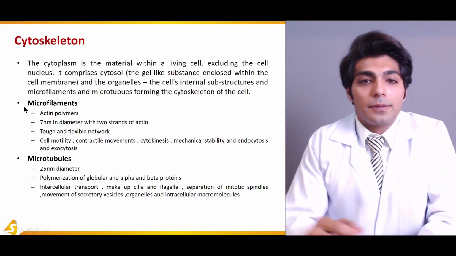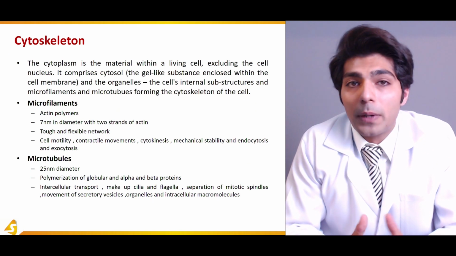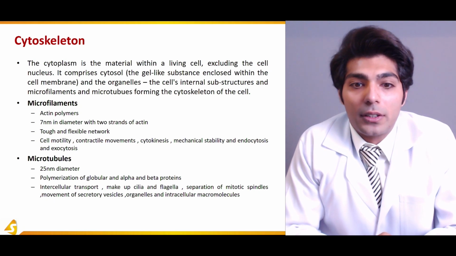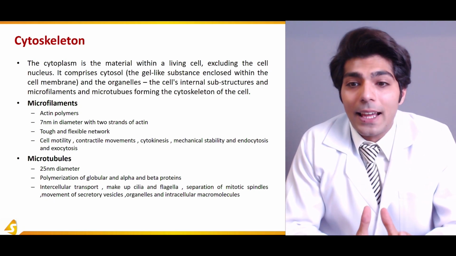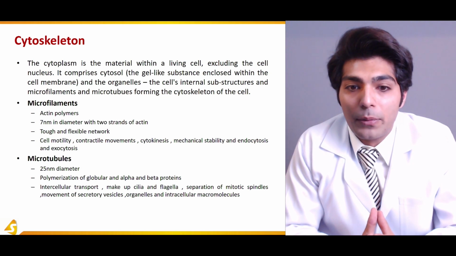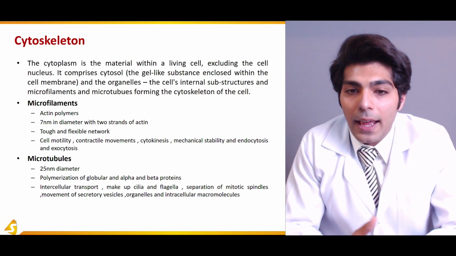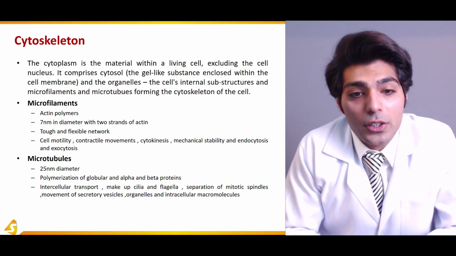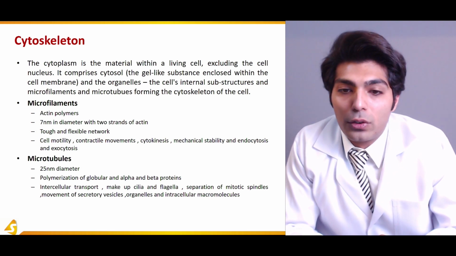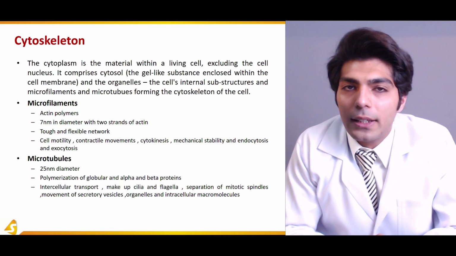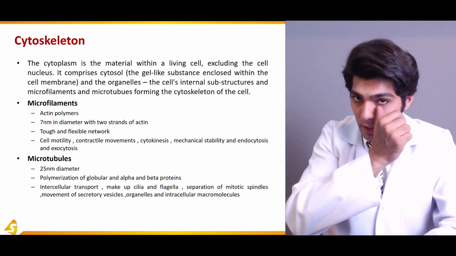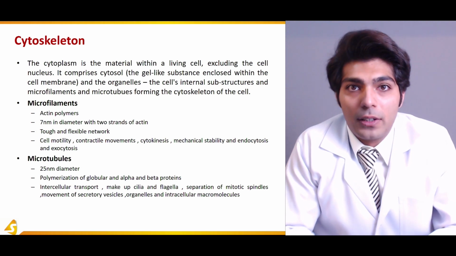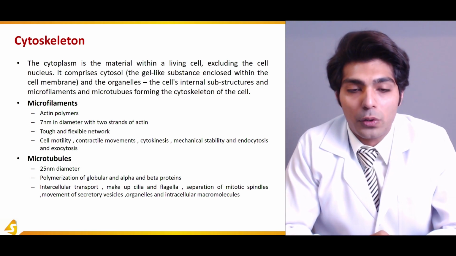Now the cytoskeleton. The cytoplasm is the material present within the living cell, excluding the cell nucleus. It comprises the cytosol, which is a gel-like substance enclosed within the cell membrane, and it doesn't contain the organelles. And the organelles, which are the cell's internal substructures, and the microfilaments and microtubules form the cytoskeleton of the cell. Sometimes a few intermediate filaments are also present, which provide attachment of the cells with the different parts of the cells, which we're going to discuss later.